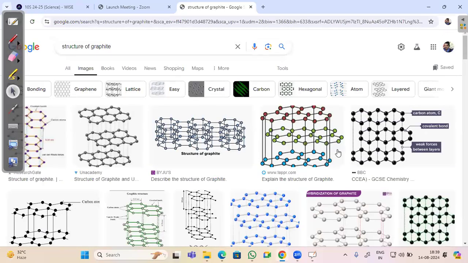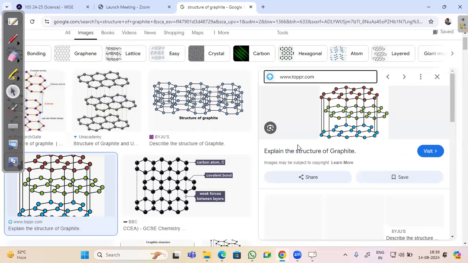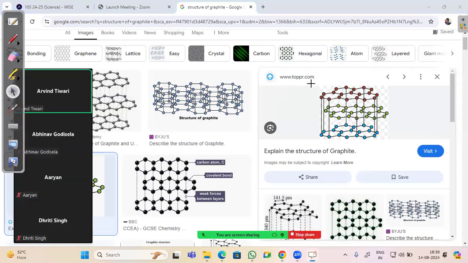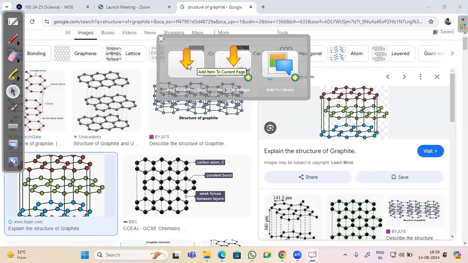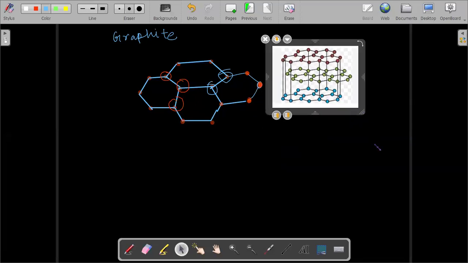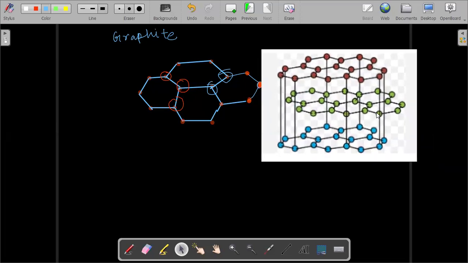You see, this is how the structure of graphite looks. In graphite, you observe that each carbon atom is bonded to carbon atoms in the form of hexagonal plates. Still, here also we observe four bonds, but one of the bonds is a very weak bond, this one. So such a structure is represented by graphite.